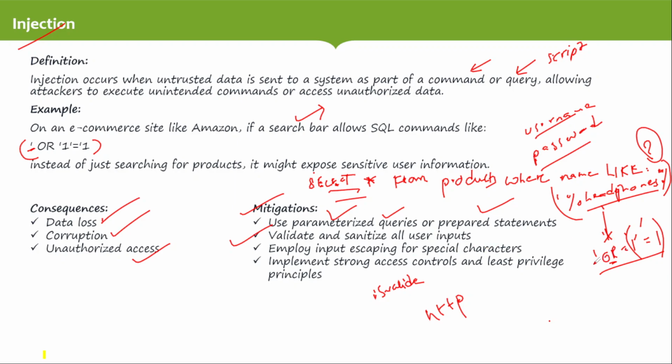Let's say here we have seen the apostrophe. These are all special characters. So we need to check which special characters can be avoided in this statement. And implement strong access controls and least privilege principles. We should not allow any normal user to run this type of query in the backend. That also needs to be verified. So these are all the mitigations for the injection vulnerability.